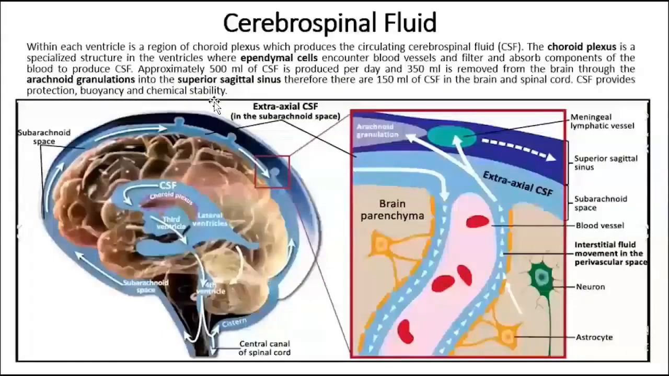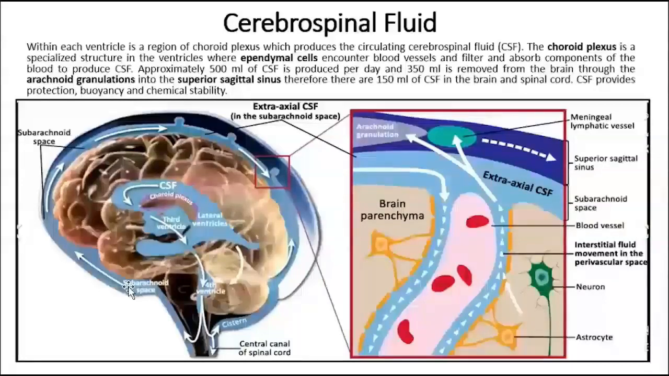Other functions: buoyancy. The cerebrospinal fluid allows the brain to be suspended in the fluid, because if you don't have this fluid, then the bottom of the brain will rest on your skull, and then the neurons at the bottom of your brain will get damaged because of the weight of the brain. So that doesn't happen because, again, the fluid provides buoyancy.